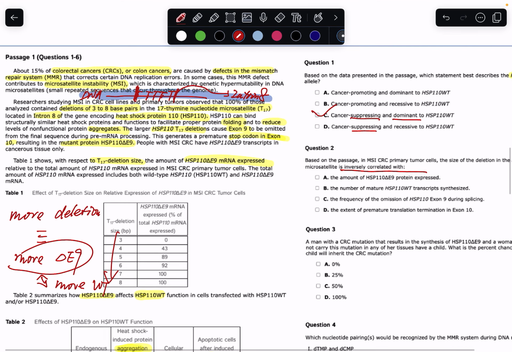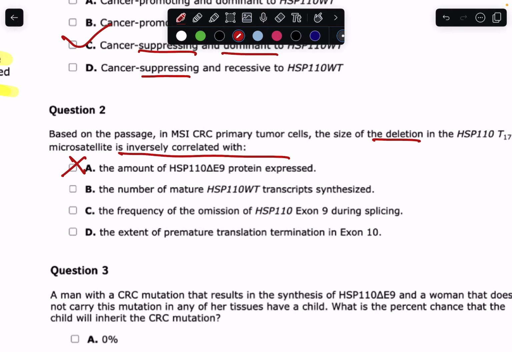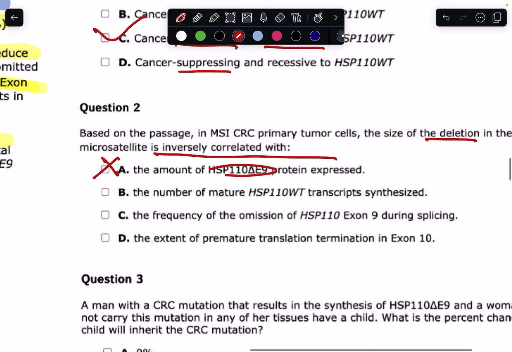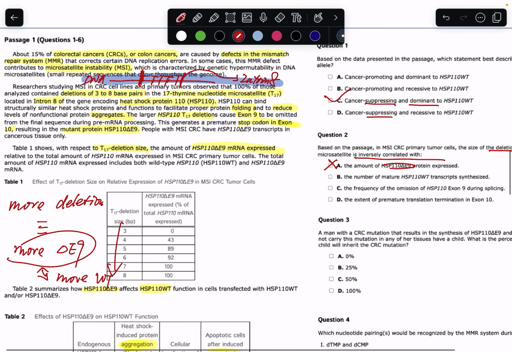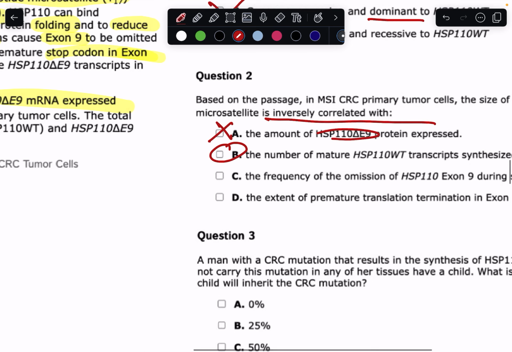Okay, so A says the amount of HSP110 delta E9 protein expressed, right? That's not inversely related. As we said, this is directly related. More deletion, more of this mutant one that's produced. And then B says the number of mature HSP110 wild type transcripts synthesized. So that meets my assumption, meets my logic before I dug into the answer choices. So I think this is really a good one that I want to pick.